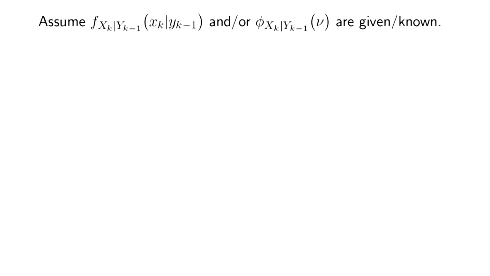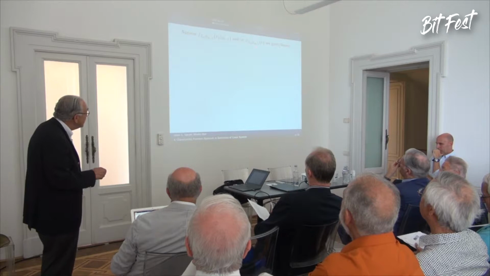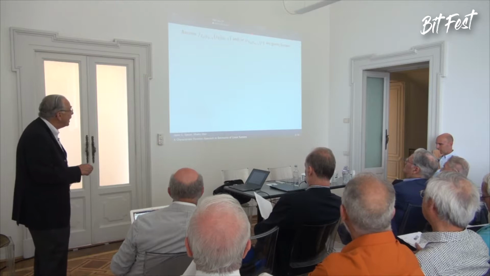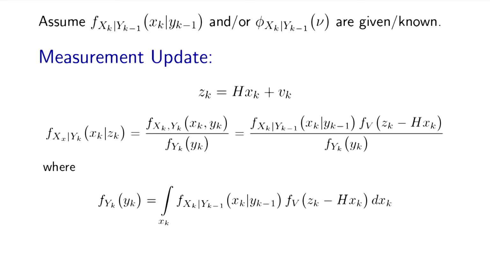So let's assume that we start off with the density function for the state of k, given all the measurements up to k minus 1. And associated with that, let's assume that the corresponding characteristic function is also given and known. And what we want to do is do an update now with a particular measurement. So we want to look at first measurement updates, and then we're going to look at propagation. So the first thing we want to do is update with this measurement at time k.